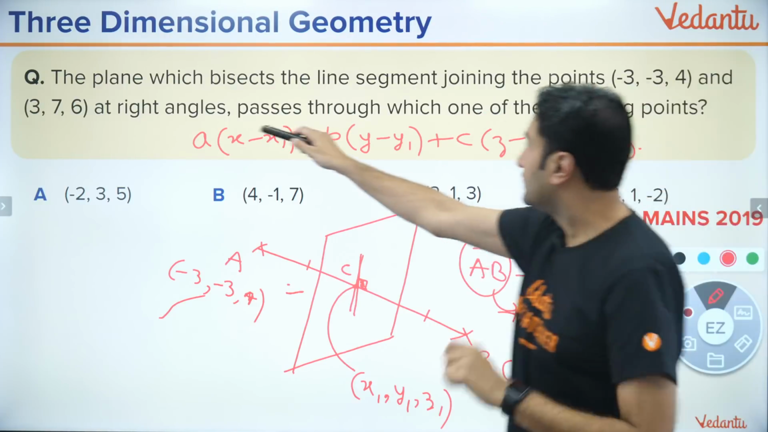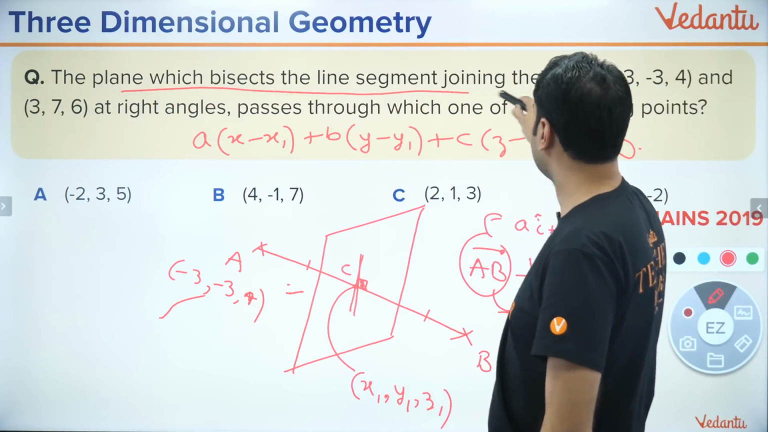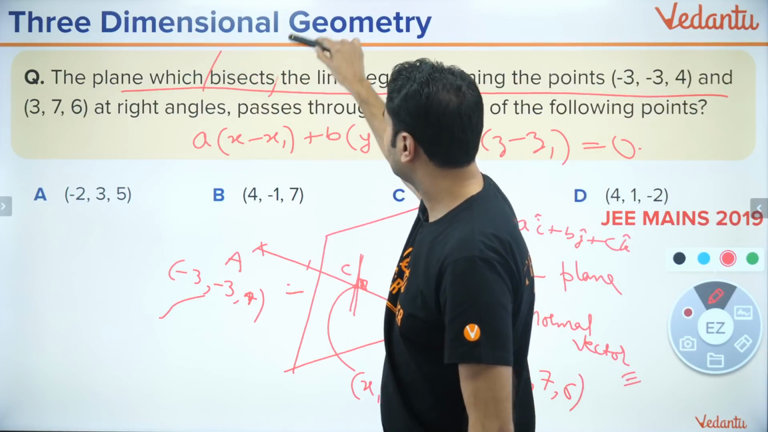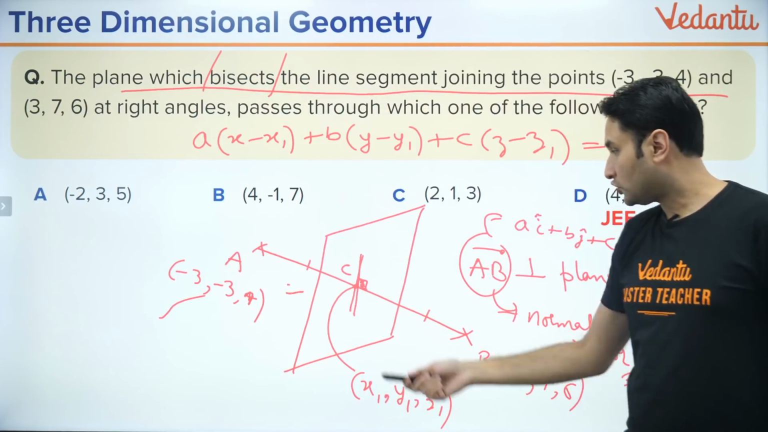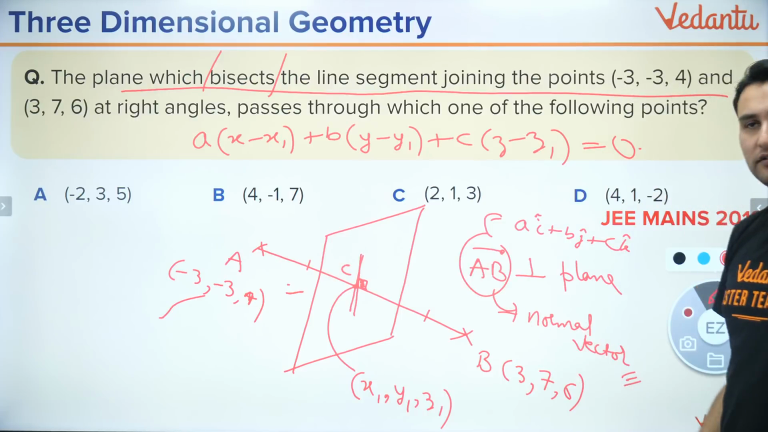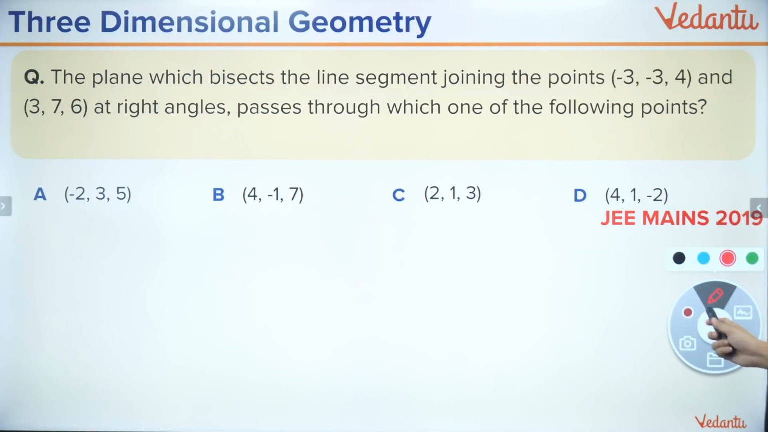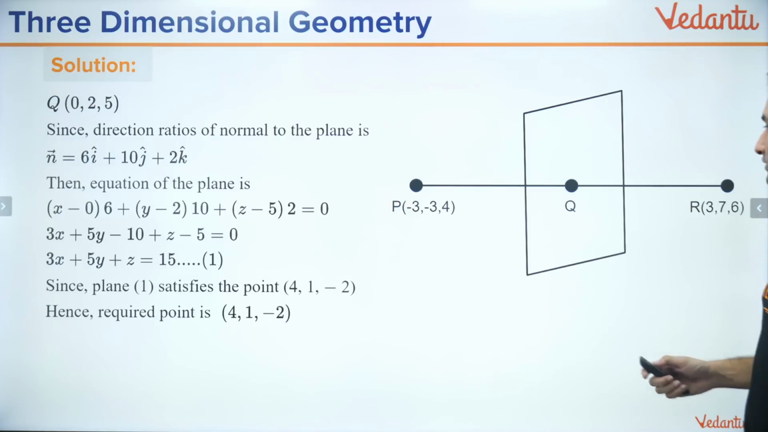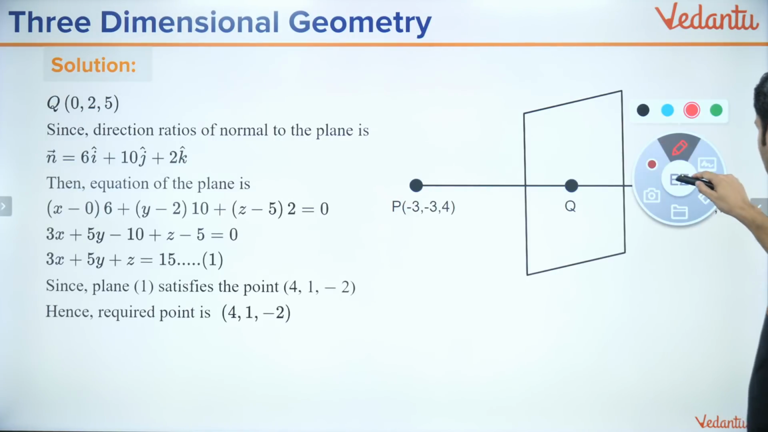Have you seen it? The plane which bisects the line segment joining. Bisects. So how did C come? Midpoint of A and B. All right. Clear? Can you do the calculation? Look at this calculation, quickly check it.